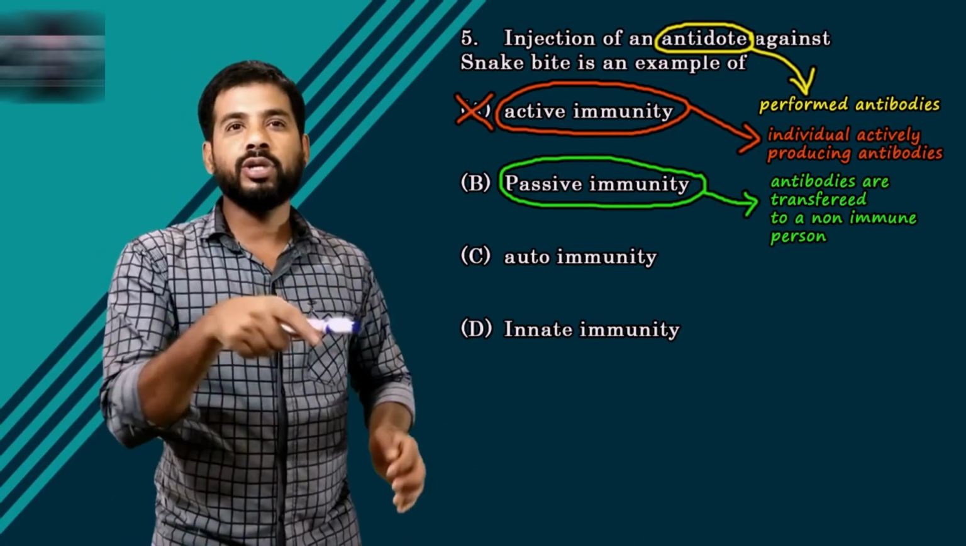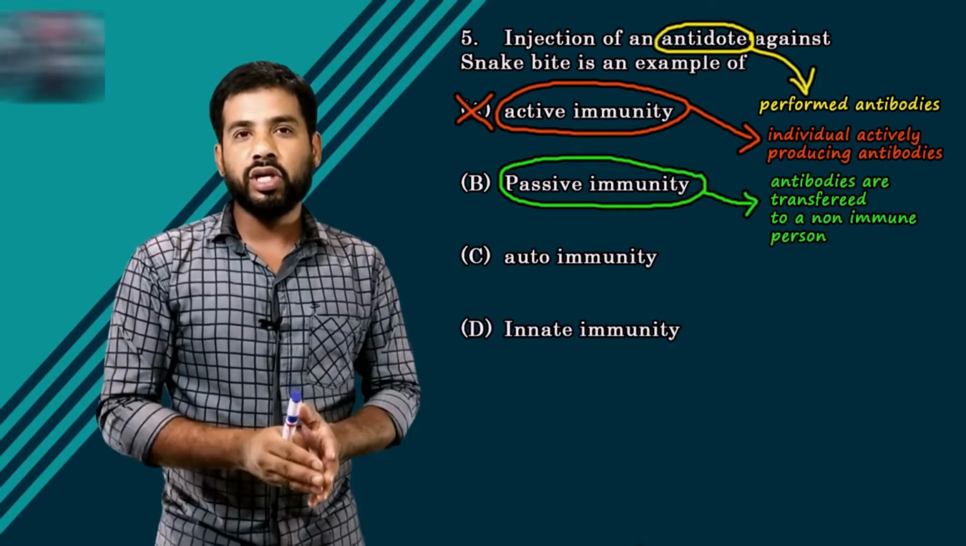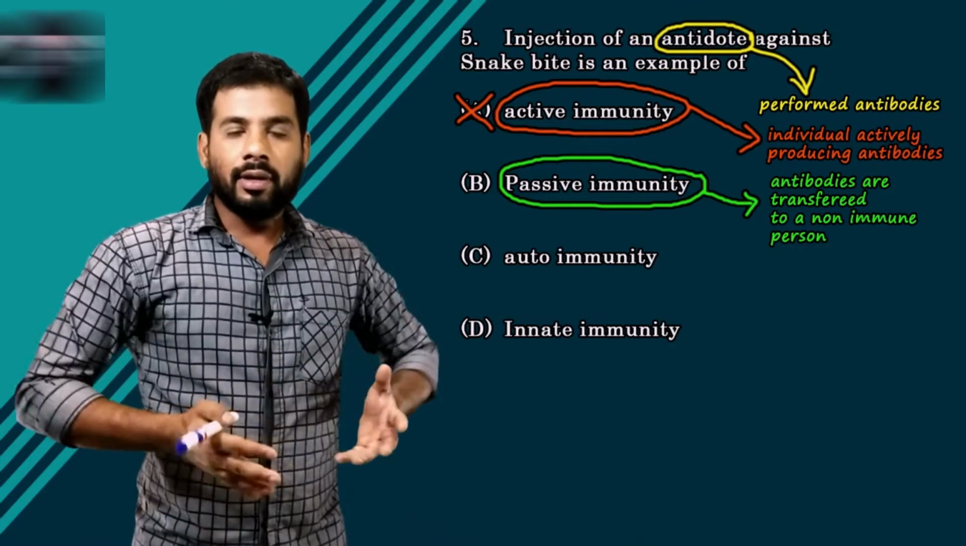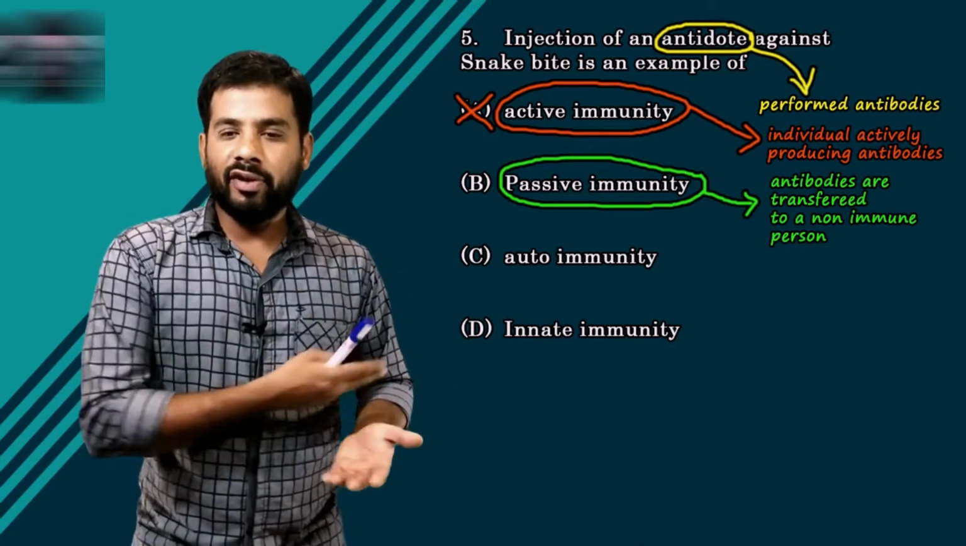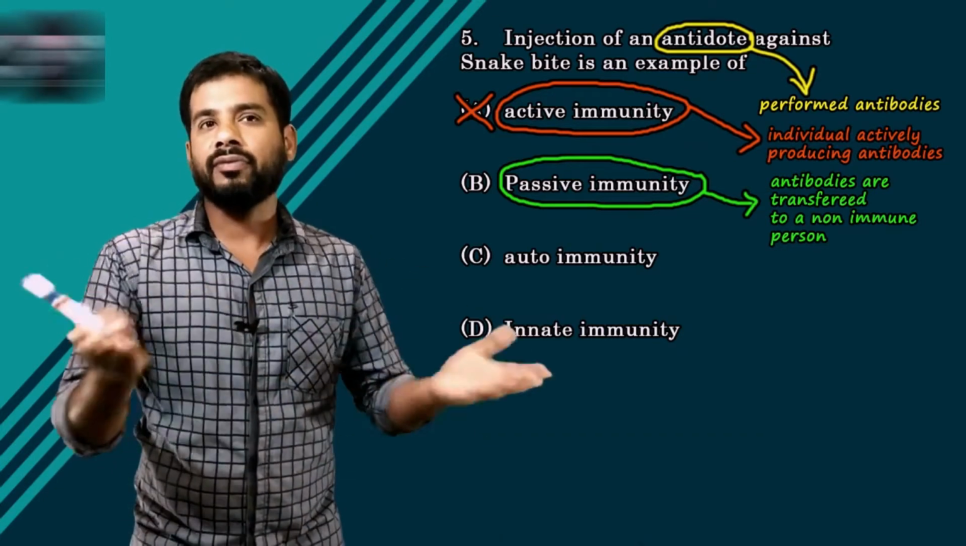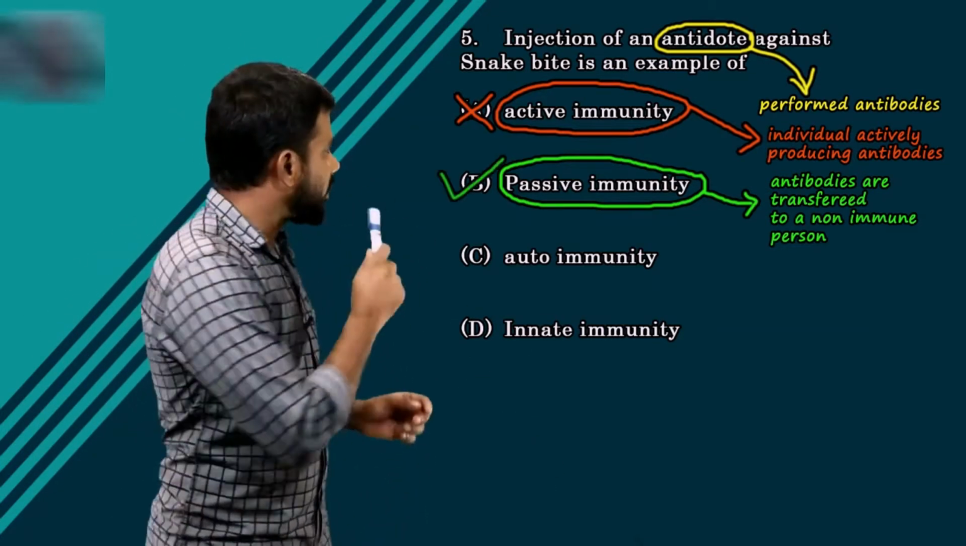So you eliminate option A. Here in that situation, we cannot wait for the individual to produce antibody. If we wait, the individual will die. So eliminate the first option. The second option is the right option for this question.